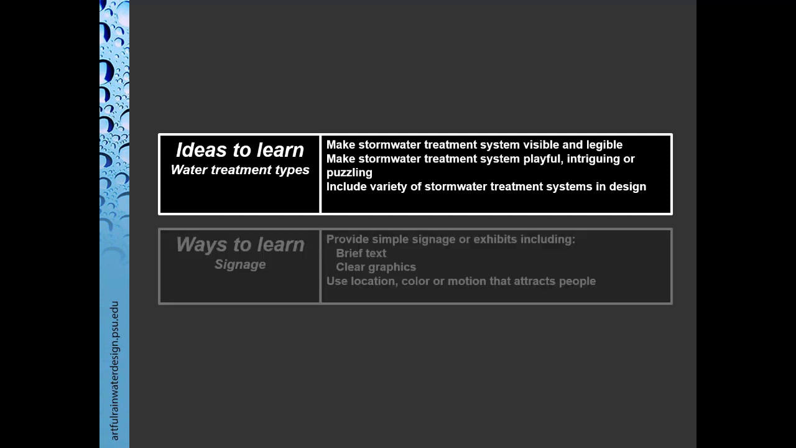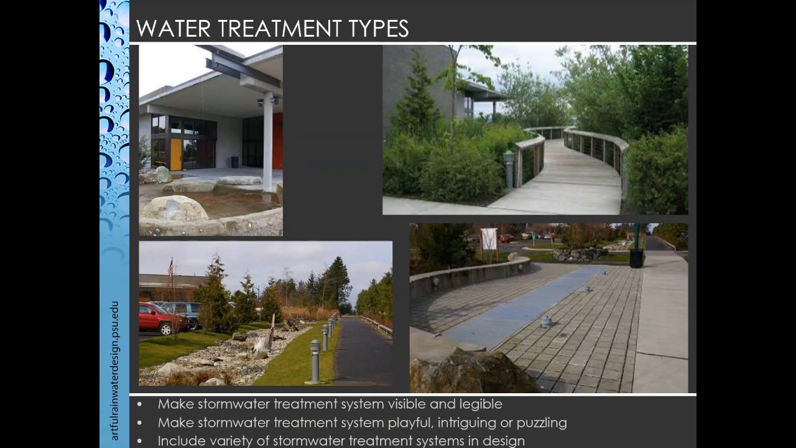In ideas to learn, we're going to start by looking at Pierce County Environmental Center. This one has been around for a while, and one of the things that we love about this one is it makes the stormwater treatment visible and legible. You can literally see it, but also follow it from one end to the other. As you go along, there is a pathway that follows it. There's actually a jogging trail that follows it. And at the end, there's a plaza that has a sign explaining that it's a flow splitter plaza that spreads the water into 3 different treatment types. So they're making it visible and legible.